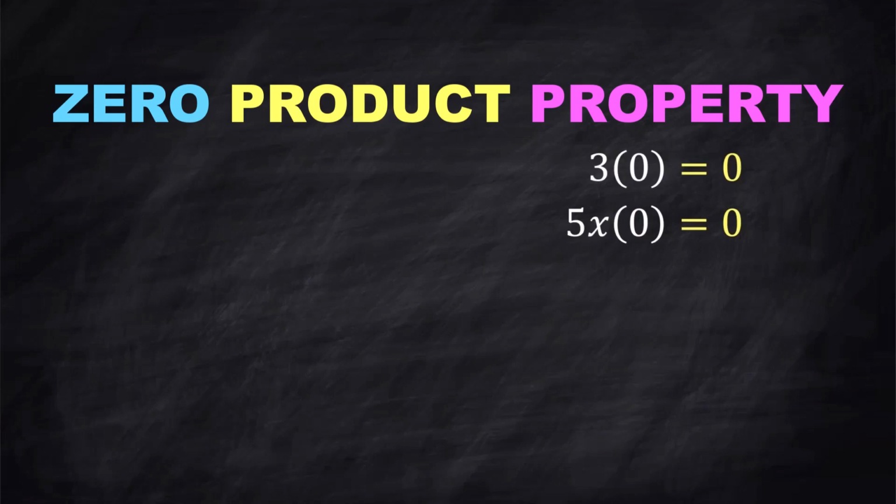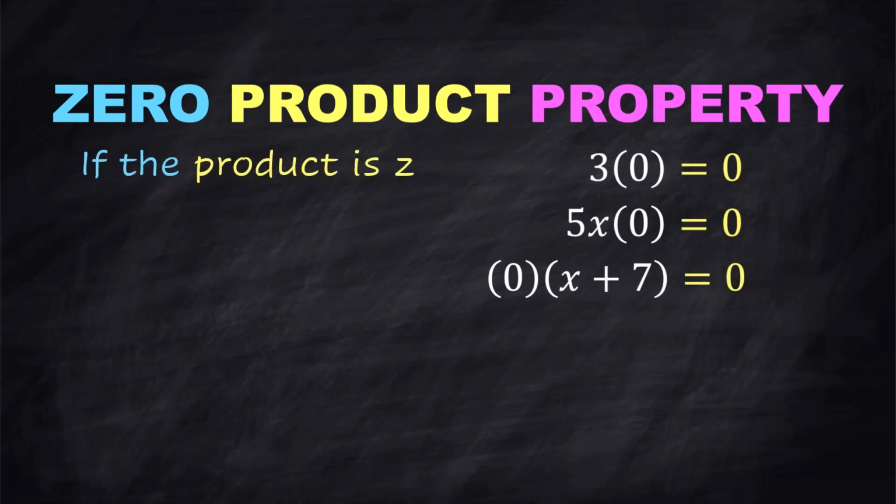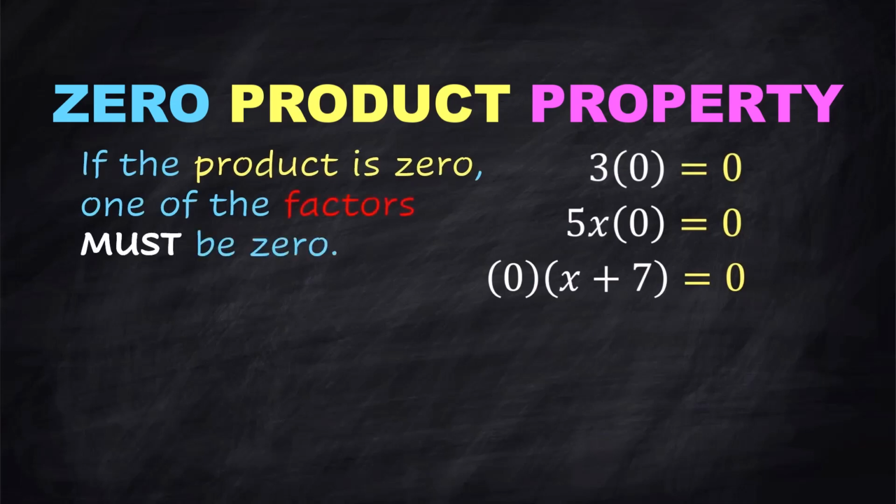Sometimes the numbers won't be there. Like here we have 5x times 0 is 0. Okay, you still see the 0. That's pretty decent. And then here's a 0 being multiplied times x plus 7. You don't know what x is, but you know that the other one is 0. That means the answer is going to be 0. If the product is 0, one of the factors must be 0.